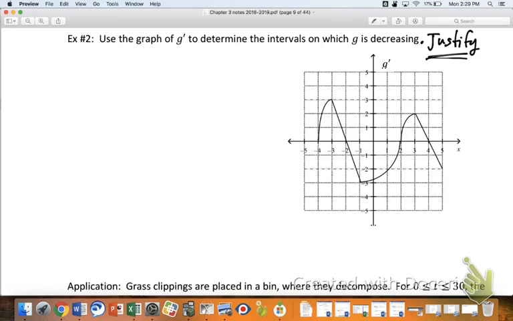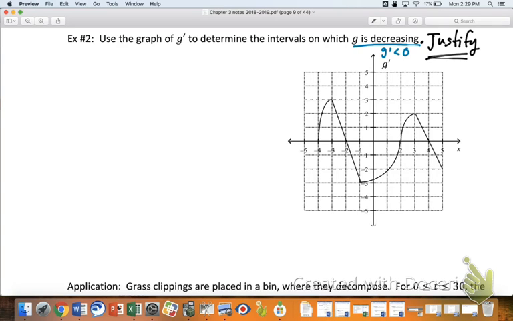Here's what I'm thinking. You guys are just learning this. It would be a great idea to mark this question up. So maybe what you do is you say, all right, I'm looking for where G is decreasing, and I'm hoping that you would immediately make the connection and say, oh, I know what I'm doing. I'm looking for where G prime is negative. Does that make sense?